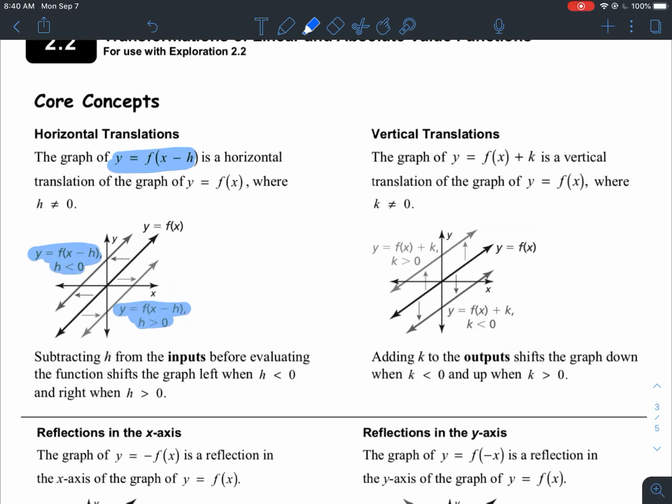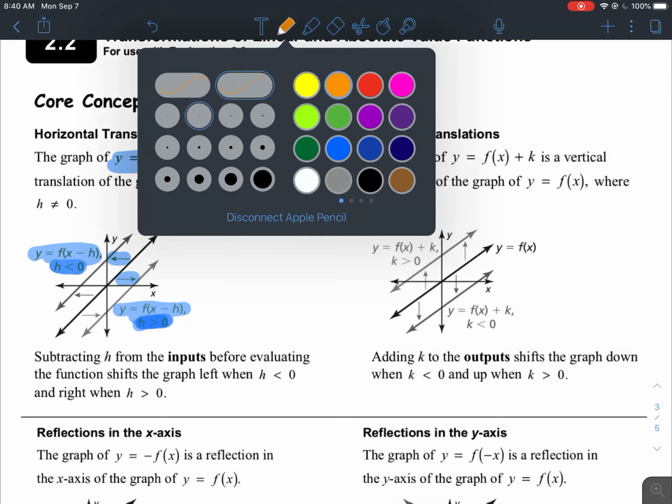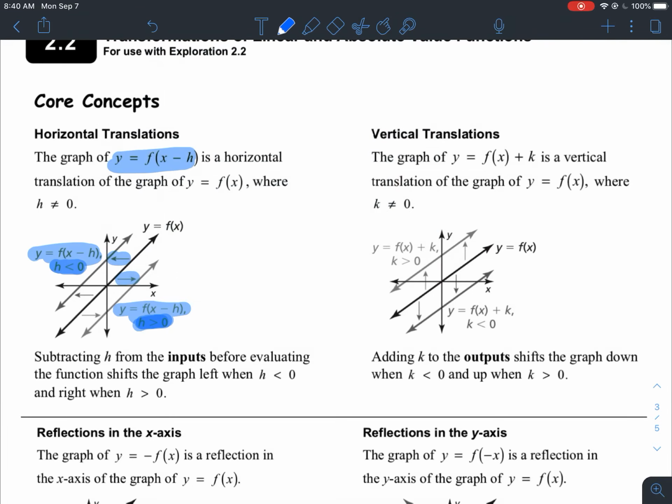So whenever you're shifted to the left, h is less than 0, and to the right, h is greater than 0. So what that means, just for example, let's say that you have a number, so h is less than 0. Let's say h is equal to -2. -2 is less than 0.